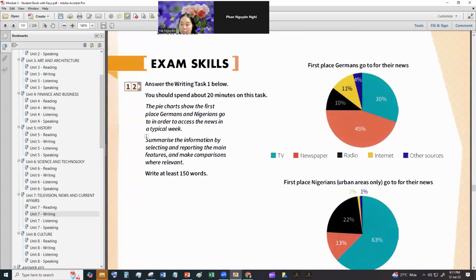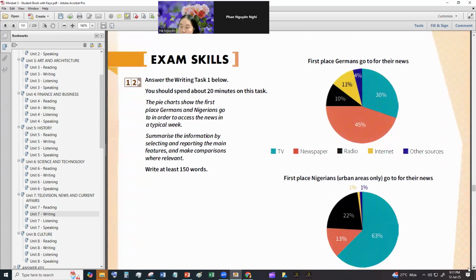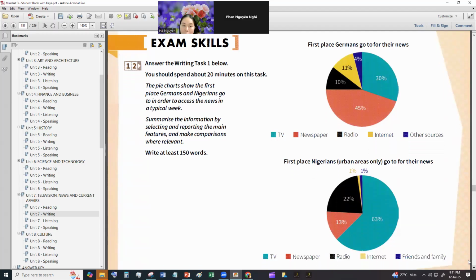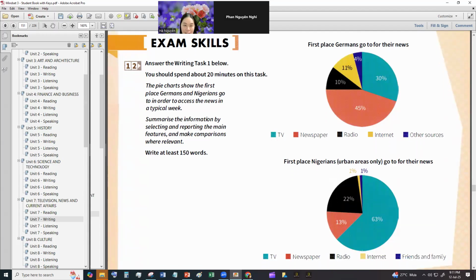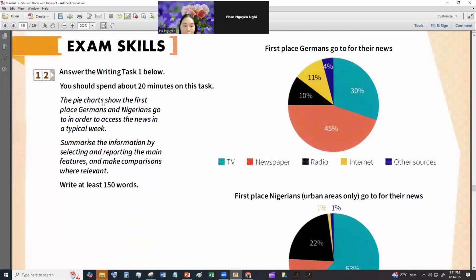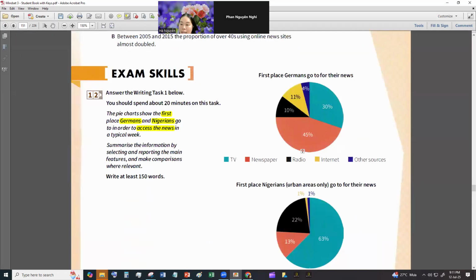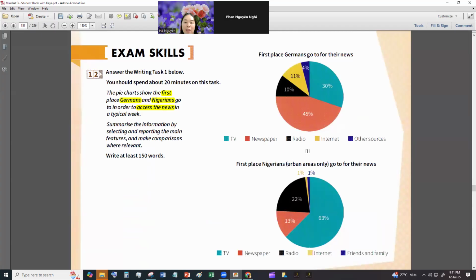So now for the rest of the lesson, I'd like you to challenge yourself with a complete pie chart task. The pie chart shows the first place Germans and Nigerians go in order to access the news in a typical week. So the first place, okay? The chart is here. I'd like you to open a file, and when you are ready to complete your writing, I will start the clock for 20 minutes.